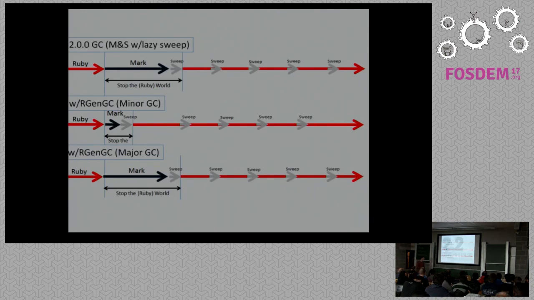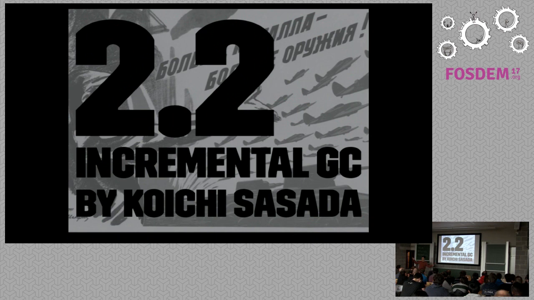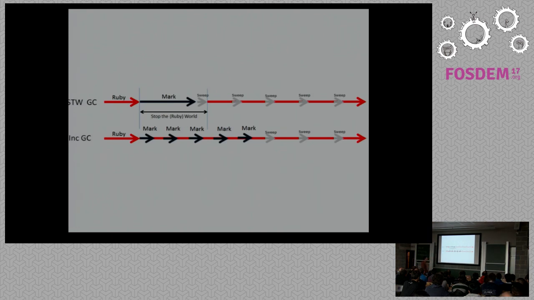Okay, so we still have this problem, right, of long major GC mark phases. So we'll fix that with incremental GC in 2.2. Again, this is a Koichi project. So the whole idea with incremental GC is, well, let's just break up the mark phase into shorter bits, and so we can execute Ruby during the pauses in marking.